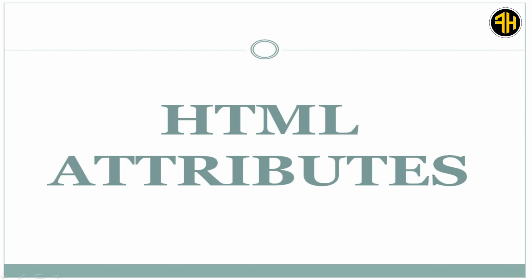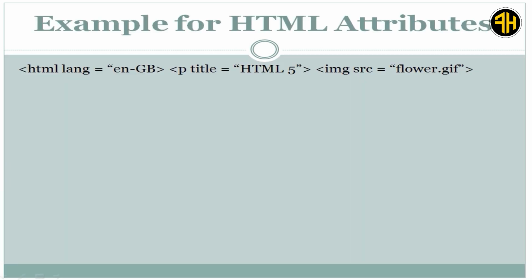HTML attributes. Attributes give us extra information about elements. They are always specified inside the start tag and have a name value pair. Example for HTML attributes: the lang attribute of the HTML tag specifies the language of the web page, while the title attribute specifies the title of the paragraph, and the src attribute of the less than img greater than tag is used to specify the URL of the image.